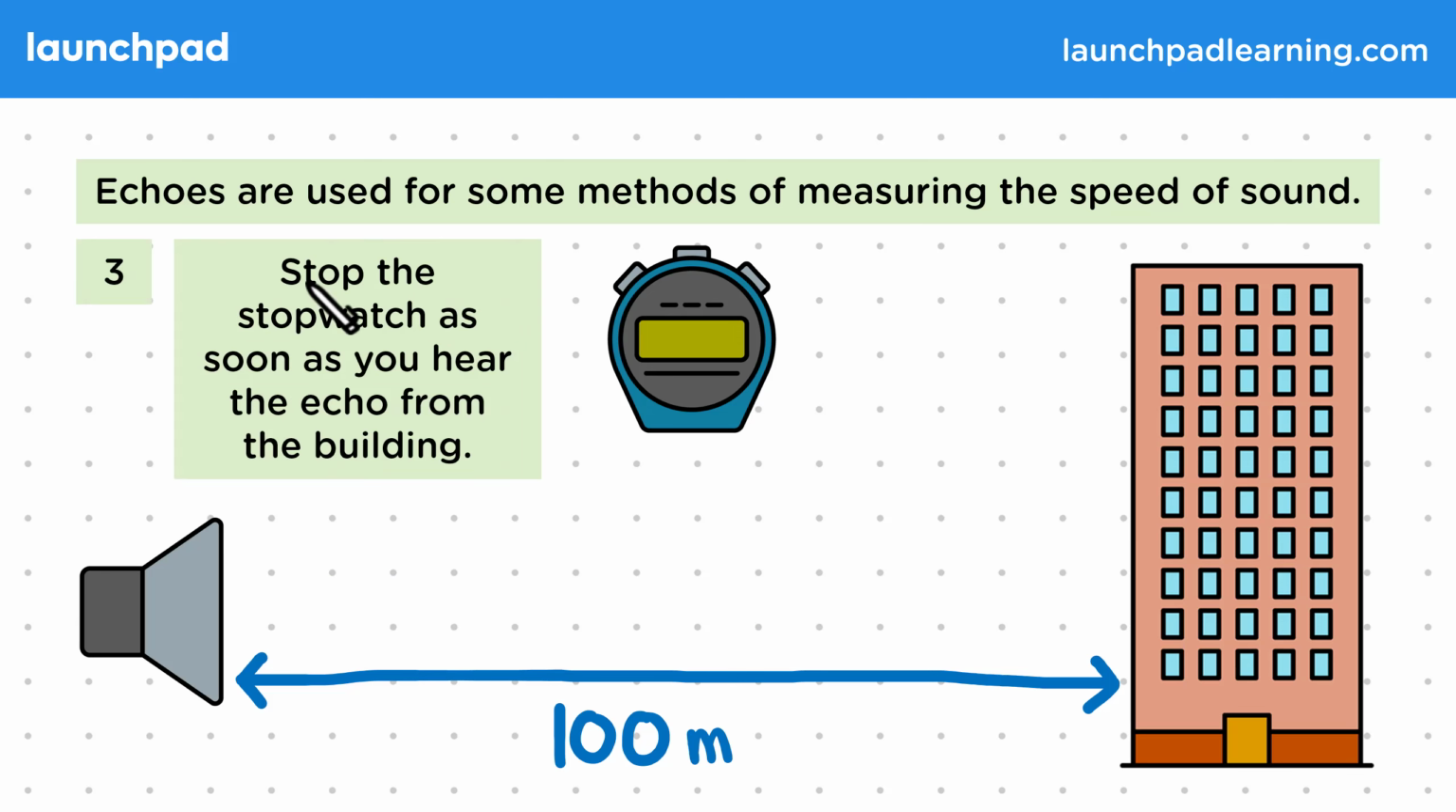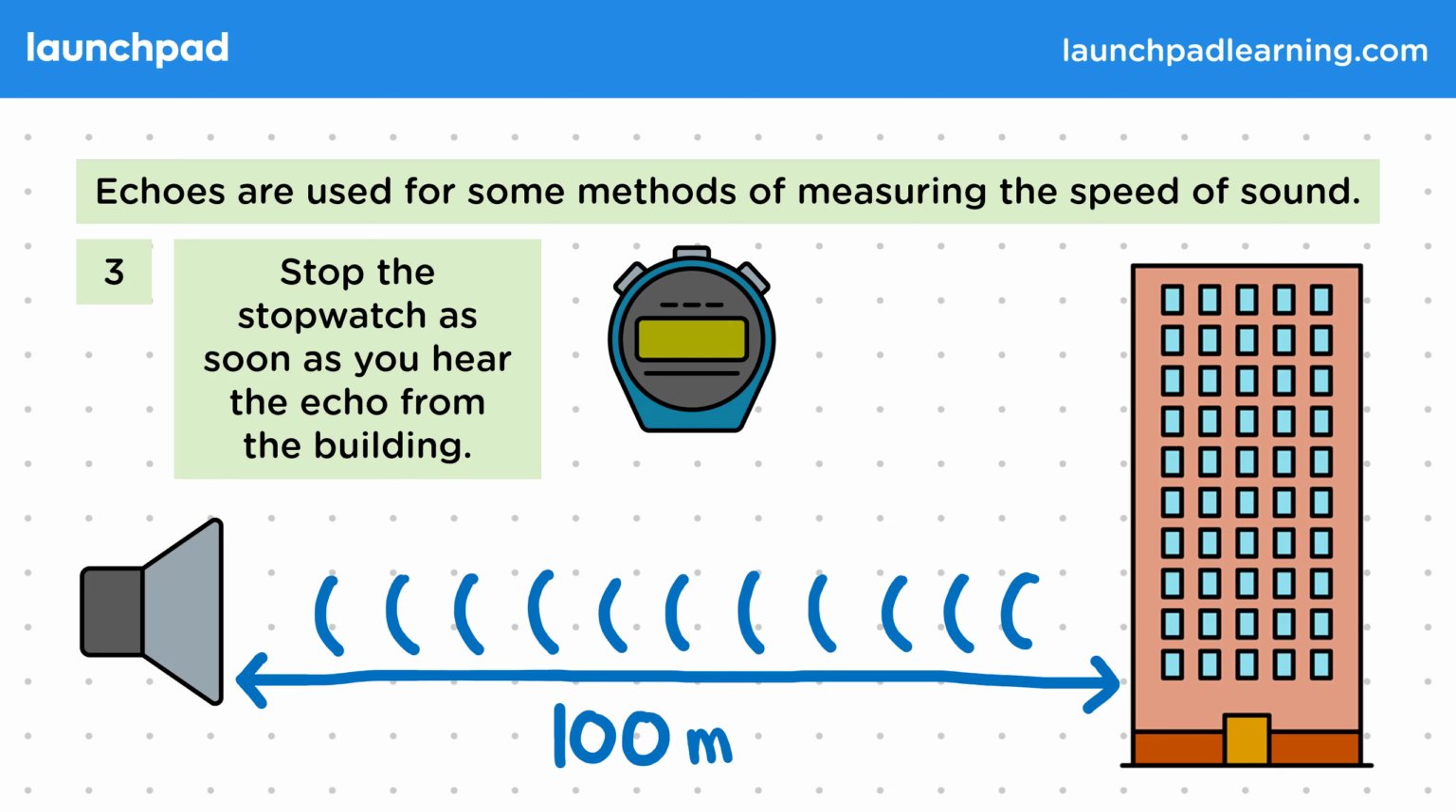In step 3, stop the stopwatch as soon as you hear the echo from the building. The sound wave reflects off the building and comes back towards us. As soon as we hear the echo, we should hit stop on the stopwatch. If we're 100 metres away from the building, then we might expect to measure a time of around 0.6 seconds.